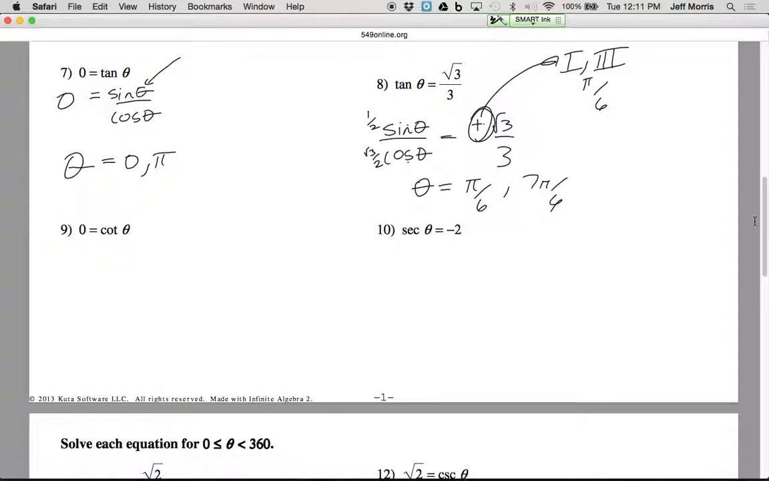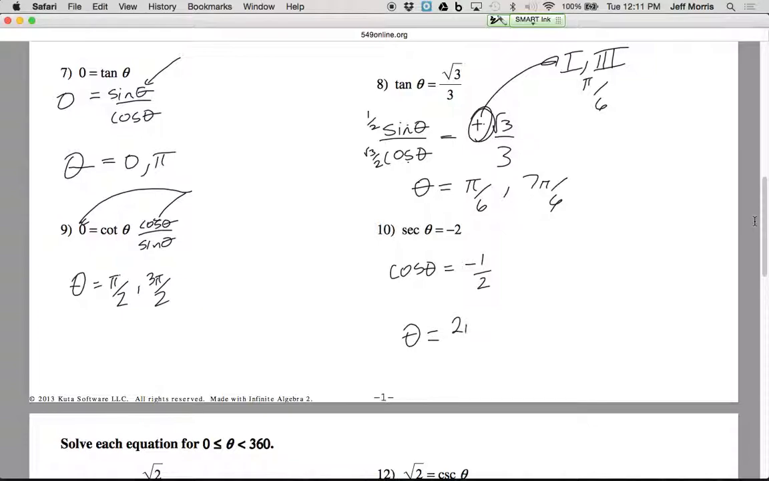Cotangent, cosine over sine. Where's cosine 0? Pi over 2 and 3 pi over 2. Secant theta equals negative 2. What do I do? Reciprocate it. So it's negative in quadrants 2 and 3. So what are the answers? 2 pi over 3 and 4 pi over 3. So that's a pi over 3 reference angle.